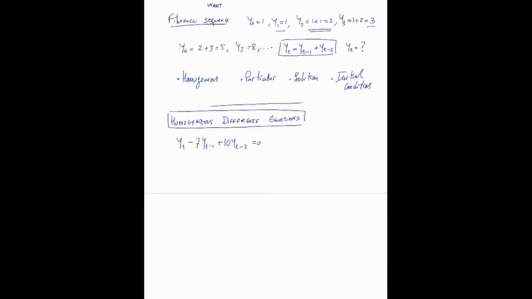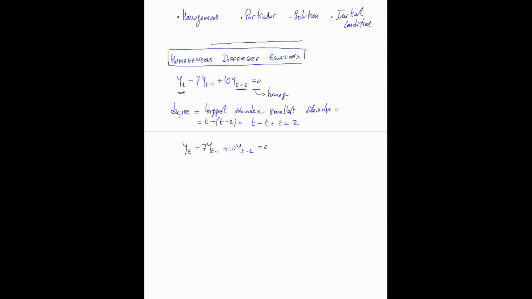A homogeneous difference equation is an equation like the one we have here, which involves some terms: y_t minus 7 times the previous one plus 10 times the one 2 periods before equals 0. Homogeneous is because it's equal to 0. To solve this equation, you need to know the following. First of all, what is the degree of the equation? The degree of the equation is the biggest subindex minus the smallest one. In this case, the biggest subindex is t, corresponding to this term, minus the smallest, which is t minus 2. So t minus (t minus 2) is equal to 2. You need 2 steps to go from the biggest subindex to the smallest.